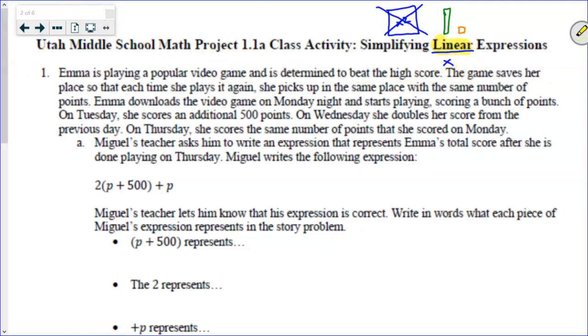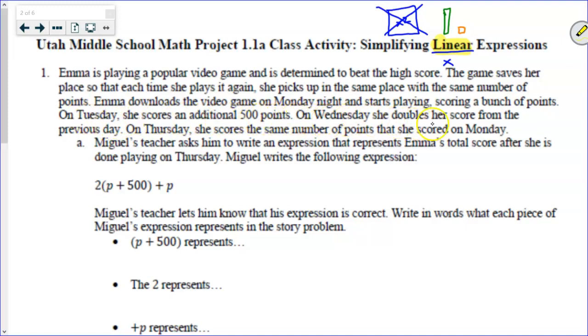So to get started, we have this context. Emma is playing a popular video game and is determined to beat the high score. The game saves her place so that each time she plays it again, she picks up in the same place with the same number of points. Emma downloads the video game on Monday night and starts playing, scoring a bunch of points. Doesn't tell us how many, it just is a bunch. But on Tuesday, remember, she's picking up where she left off. So she already has that bunch of points, but now she's scoring an additional 500 points.